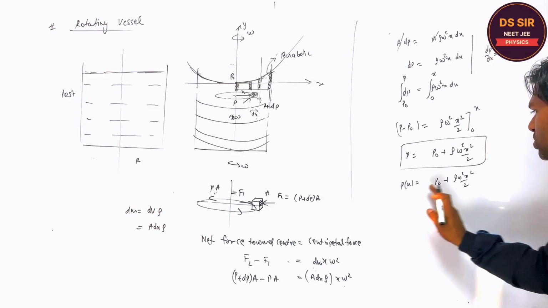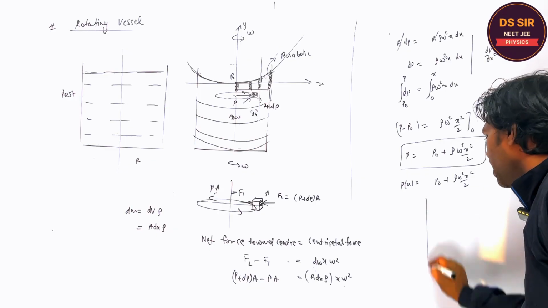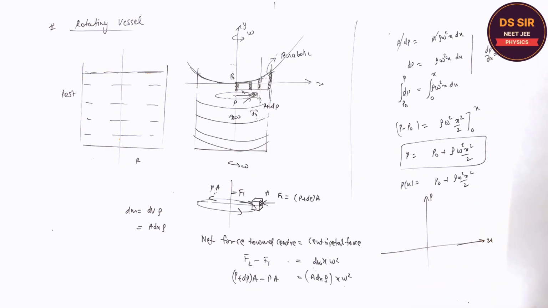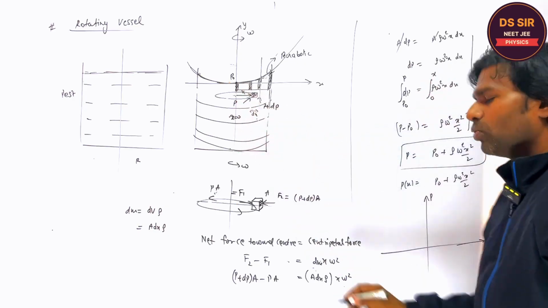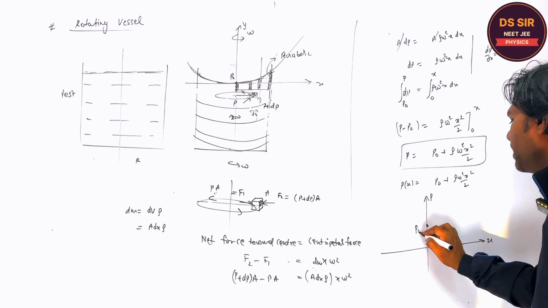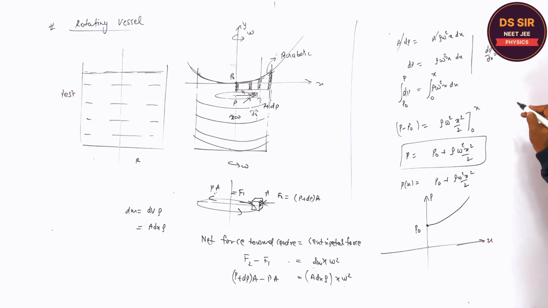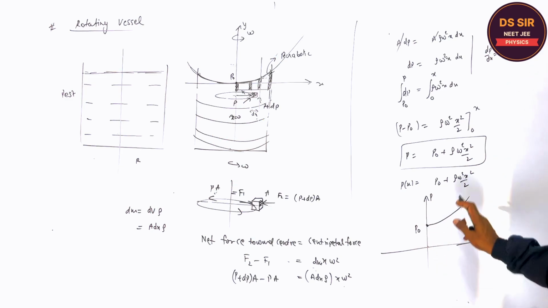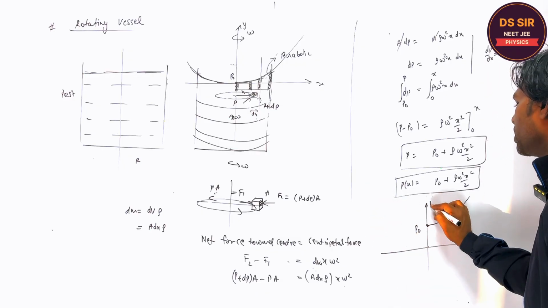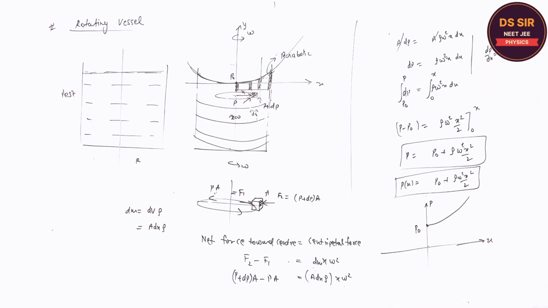If you make the graph between the pressure variation and the x variation, at x equal to 0 the pressure is P naught, and as x is increasing, the pressure is increasing parabolically, right? You understand this concept? Copy this.